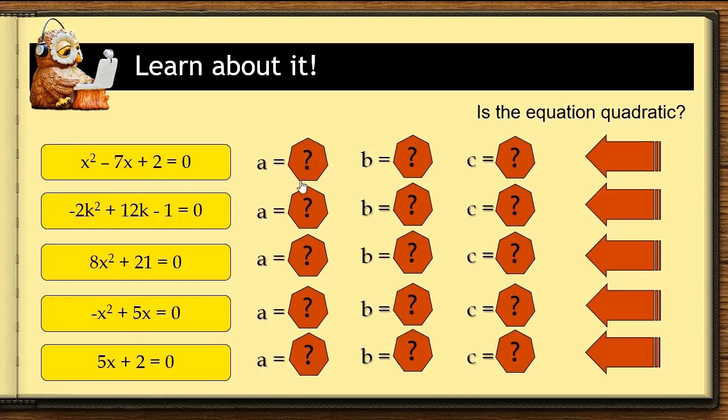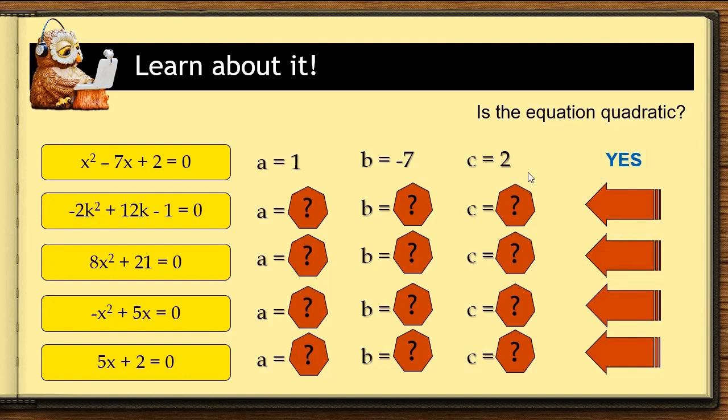To find the value of a, all we have to do is to look for the coefficient of x squared. In this case, the answer is 1. And for the value of b, we need to find the coefficient of x in the linear term. In this example, the answer is negative 7. And for the constant, the answer is 2. Now, the question is this: is the equation quadratic? Of course, it is a quadratic equation because the highest exponent is 2 and a is not equal to 0.